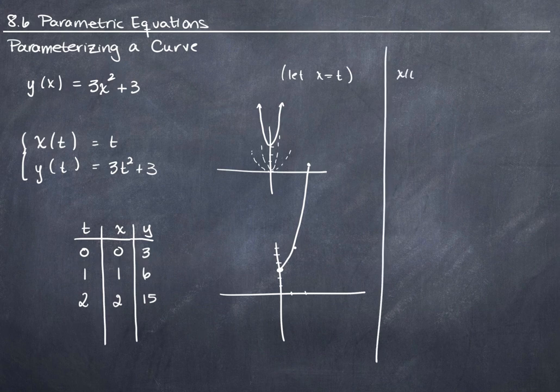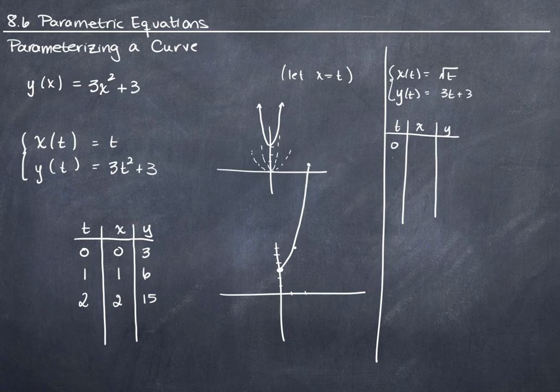If I let x of t equal the square root of t, and y of t equal 3t plus 3, my table of values would look something like this. This is my x, this is my y. I'm still going to let t equal 0 and 1, but then I'm going to skip to 4 because it's easier to take the square root of 4 than it is to take the square root of 2. Magic will happen when I do this though, because the square root of 0 is 0. So t equals 0 means x also equals 0. And when t equals 0, I get 0 plus 3, which is 3.